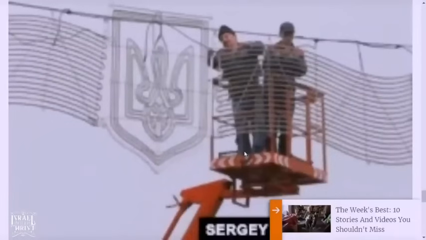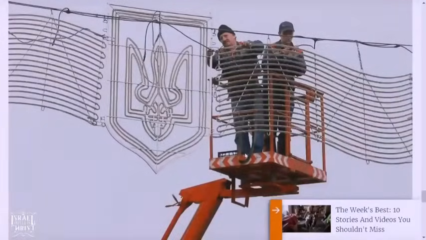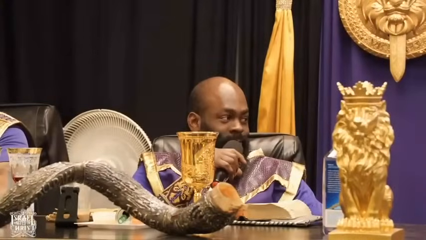Hey, Bishop, so yes, when Putin says he's fighting Nazis, he knows something that we're just finding out. That's right. Like you said, Putin said it on national TV. He said, I'm fighting Nazis. America was like, no, don't listen to him, he's crazy. He's not crazy. And a lot of you black men ran over there to protect these people, and they hate your guts. I'm going to show you that too.